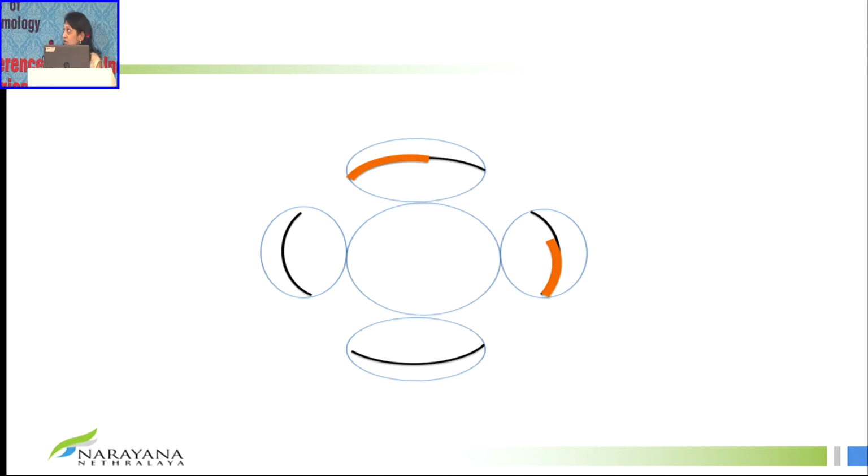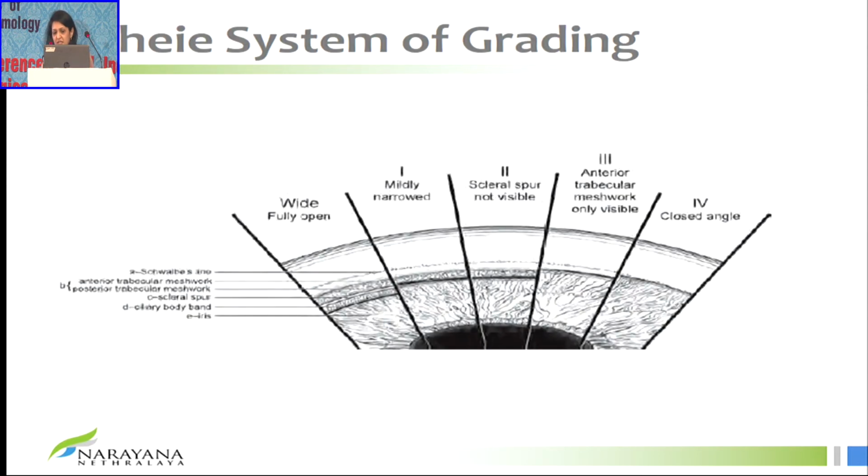Now if you're using a gonio mirror and this area of red, you're seeing the area of PAS. So where exactly is the area of PAS in the patient's eye? What would be the extent of PAS? Right, so that would be the extent of the PAS. So 6 to 9 o'clock is the area of synechial closure.